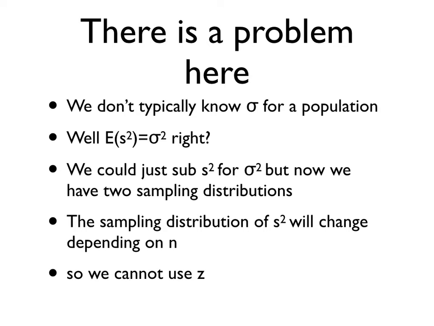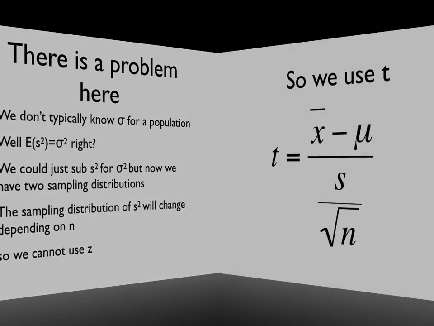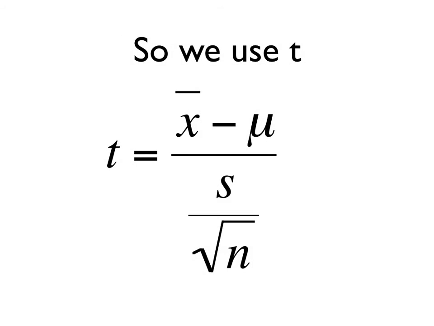So we can't use z anymore because we're putting in a statistic. It's not a parameter. Z has parameters in it, right, in the denominator. So we have to come up with something else. So we use this exciting new formula. By new, it came out 108 years ago, and it was discovered. It's called the T distribution.